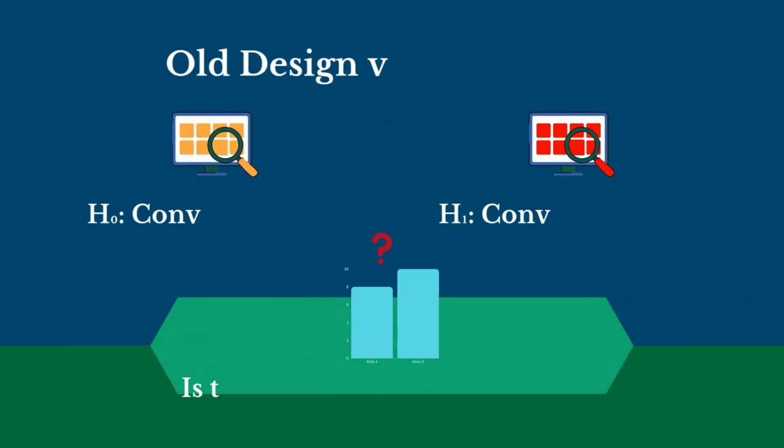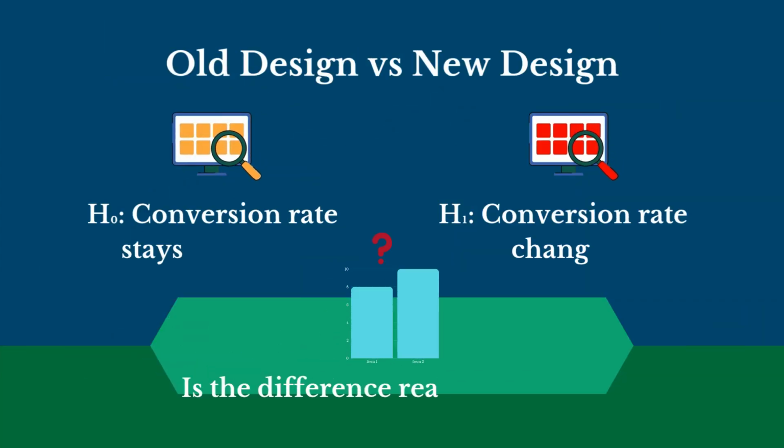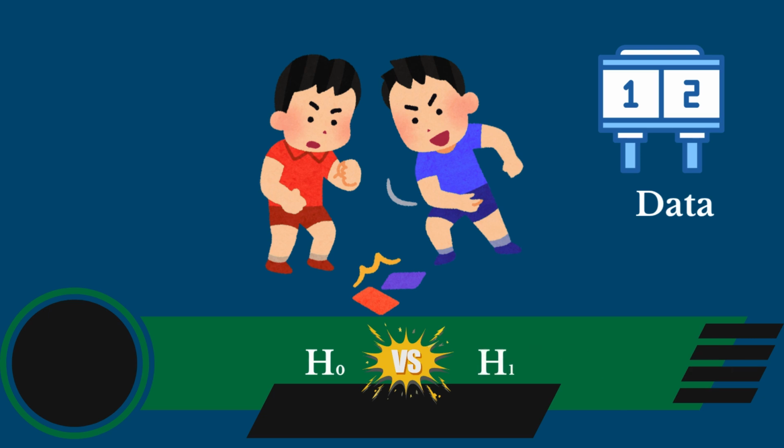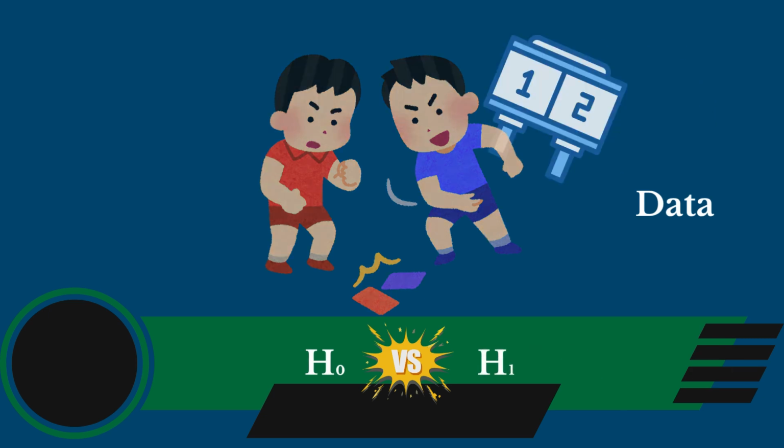For example, imagine an e commerce company that claims its new website design does not affect conversion rates. That's your null hypothesis, H null. Conversion rate remains the same. The alternative hypothesis, H1, would state the new design does change the conversion rate. In short, you are setting up a competition between two ideas and the data will decide which one wins.